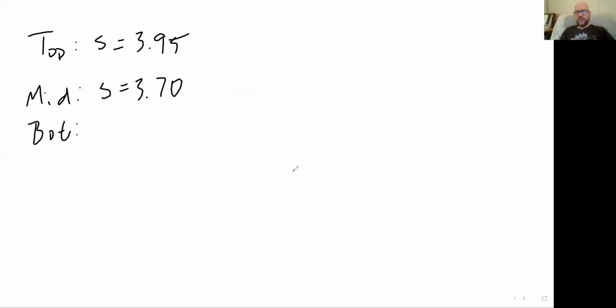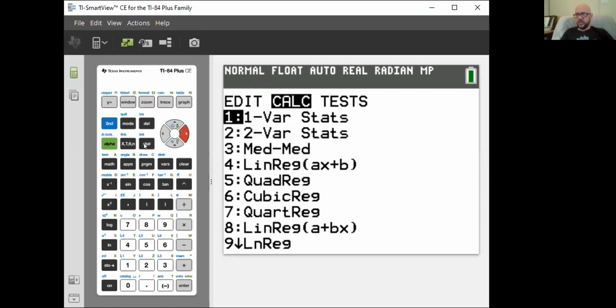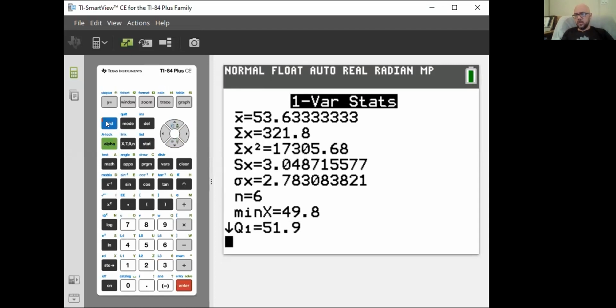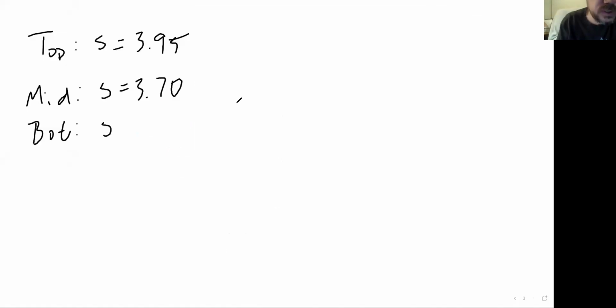All right, a heads up: things have to be pretty far apart to be able to detect them being different, especially with sample sizes this small. These are not nearly far enough apart. Do the same thing for the bottom: stat, calc, 1 variable stats on L3. And here we're getting 3.05. That one's a little more different. S equals 3.05. And in each case, n was 6.